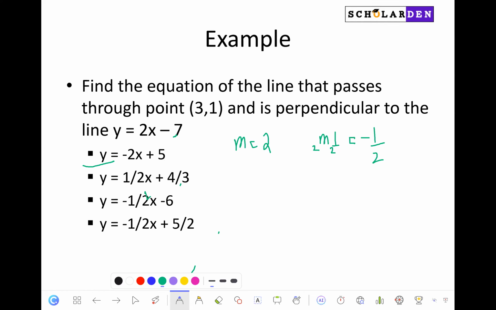Again, the first two options are incorrect, different slopes. Why? Because this has a slope of 1 by 2. This has a slope of minus 2. So invalid options again. This option has a slope of minus 1 by 2, and this option also has a slope of minus 1 by 2. So that is correct.